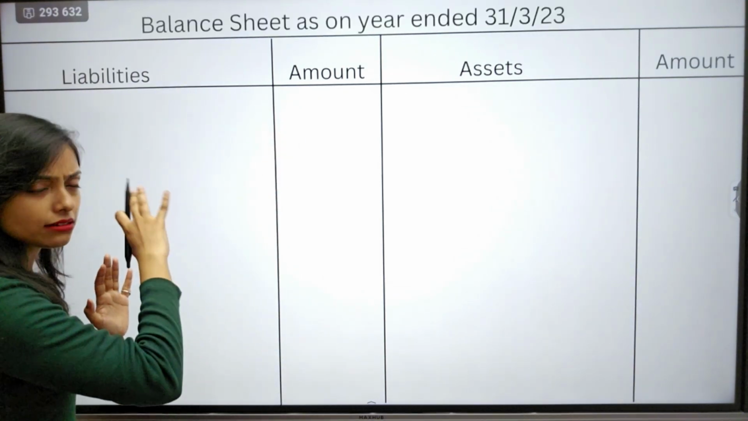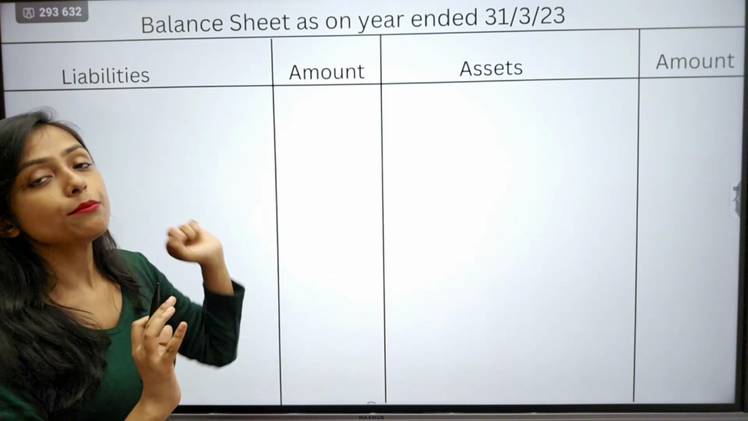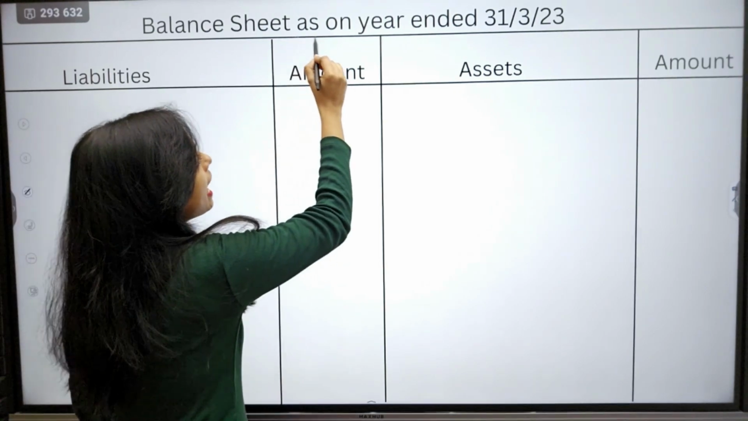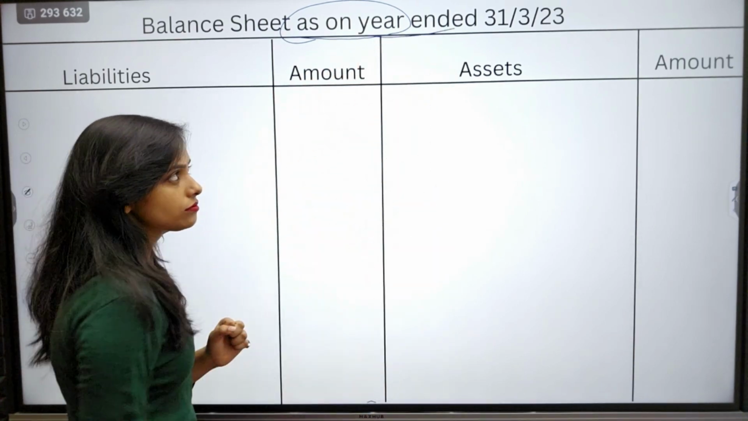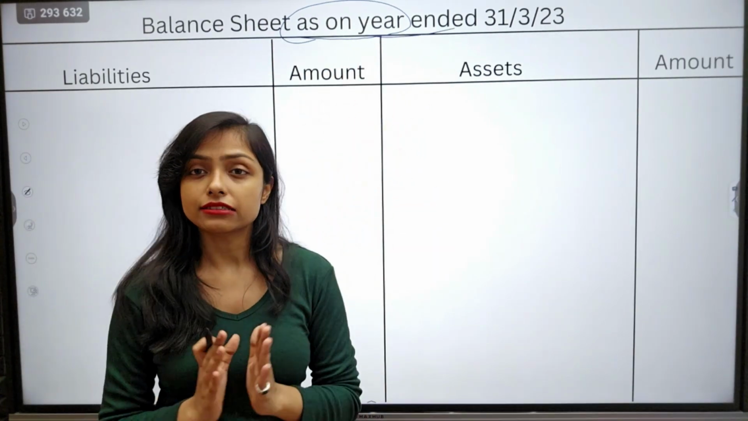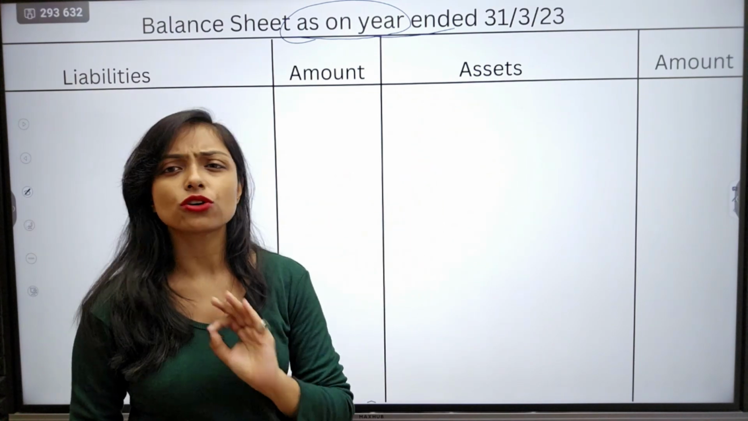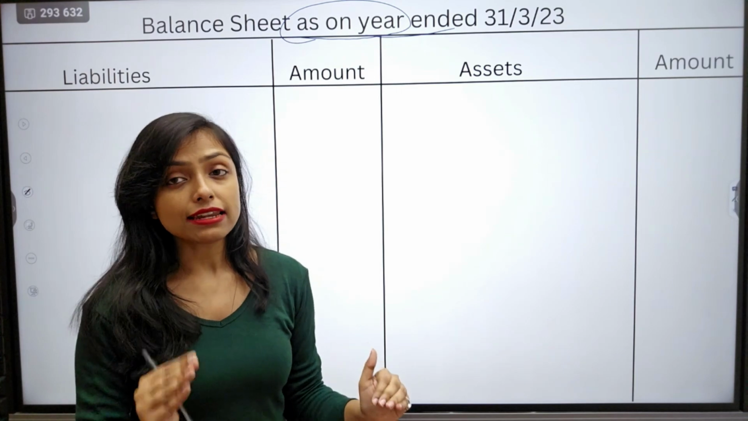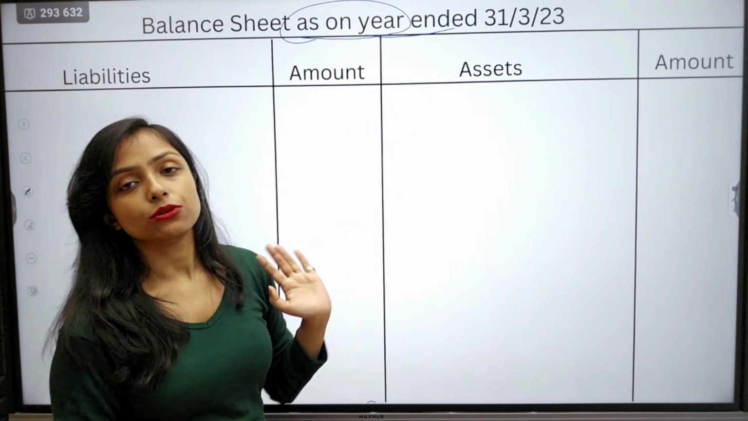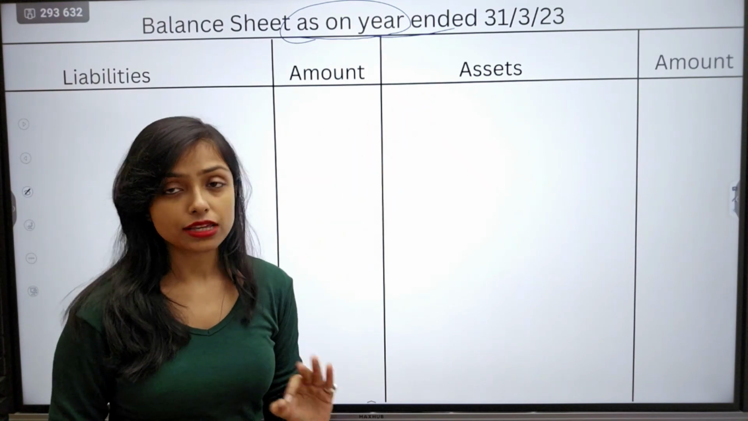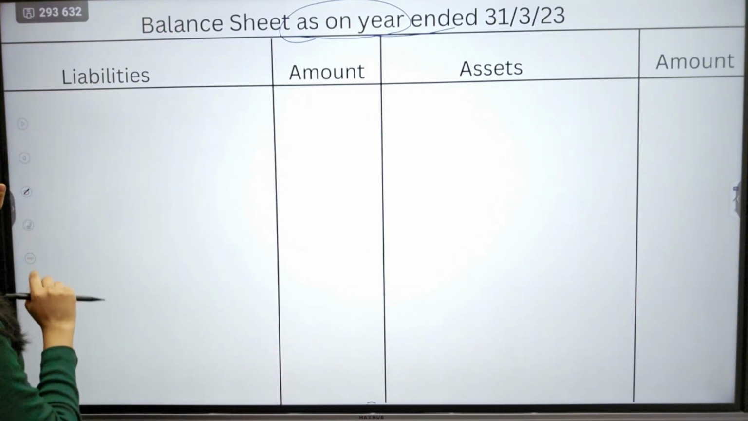Then, after leaving some space for the trading and P&L account, you are going to make a balance sheet, and it is very important to write as on. You always make a balance sheet as on year ended 31st March 2023. So this is made on a particular date, that is at the end of the year. This does not belong to the whole year. The balances that you write over here show only the balance of this particular day. That is why we write as on in the balance sheet, and in the trading account we write for the year ended. This is the second rule for solving these questions.